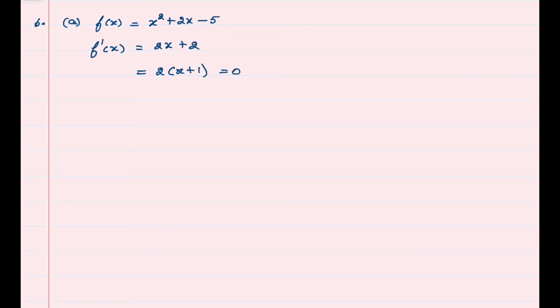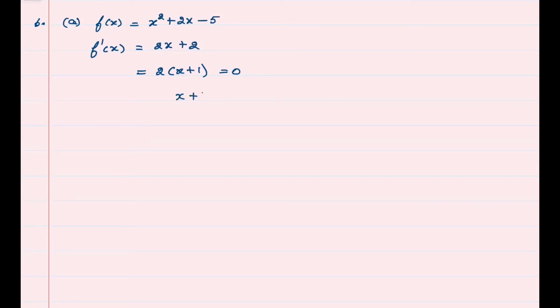Question number 6. Find the intervals in which the following functions are strictly increasing or decreasing. A subdivision, we will take it as f of x equals x square plus 2x minus 5. Let us find f dash of x, 2x plus 2. We will factorize and we will equate it to 0 to find the critical values. As this is a polynomial, f dash is defined for all real values. We don't have a not defined case.